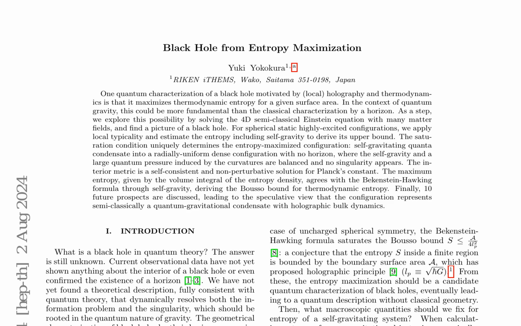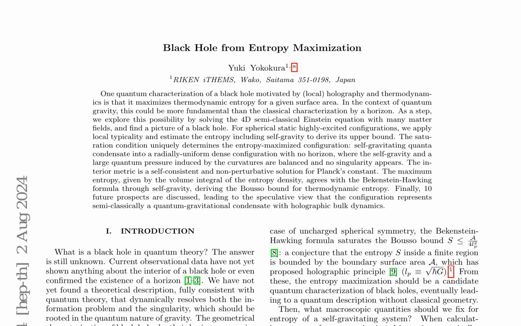Black holes can be understood as entities that maximize thermodynamic entropy, a perspective rooted in local holography and thermodynamics. This approach views black holes as quantum objects composed of unknown microscopic degrees of freedom, rather than purely geometric entities defined by their horizons. To characterize black holes, the surface area of a finite region is fixed, and the entropy of the interior is calculated to identify the configuration that maximizes this entropy.